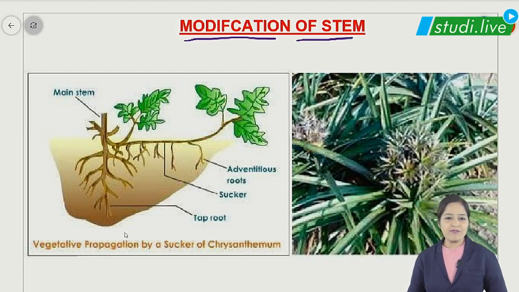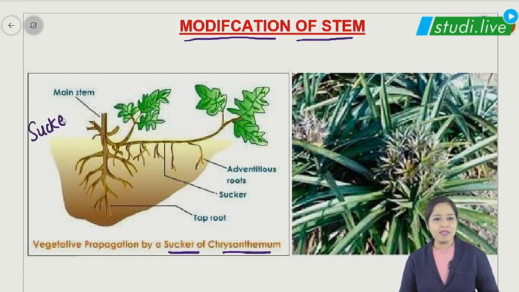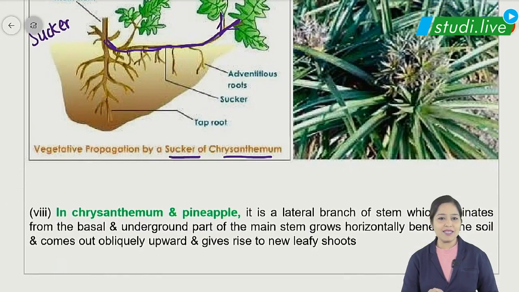Here we can see vegetative propagation by sucker of chrysanthemum. Why is this called a sucker? What is the reason behind it being called a sucker? Here we can see this horizontal branch. It is growing downwards first, down in the soil, and then it is coming out of the soil. When it comes out of the soil, it behaves as an aerial branch. That is why it is known as the sucker.